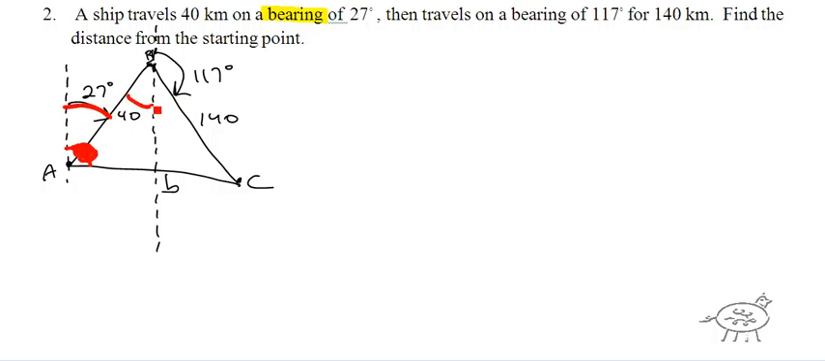And I have this 27-degree angle right here. Isn't that the same as that 27-degree angle right there? Because aren't these two dotted lines that I just drew parallel? Because they're both north-south lines. So this angle is 27 degrees here. A little messy. 27 degrees.